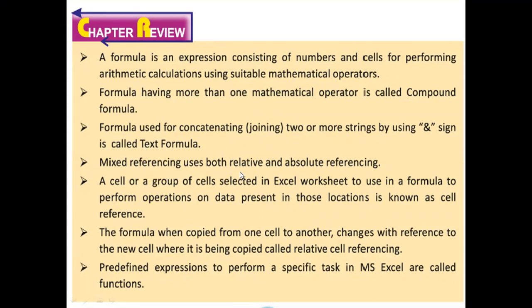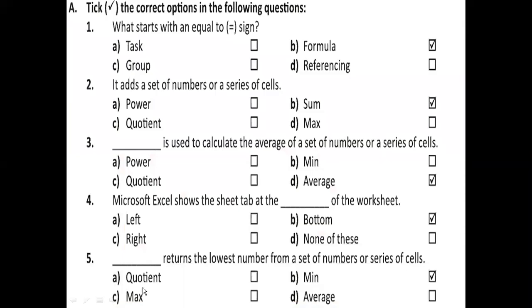Mixed referencing uses both relative and absolute referencing. A cell or a group of cells selected in Excel worksheet is used in formulas to perform different operations, and it is known as cell reference. The formula, when copied from one cell to another, changes with reference to the new cell where it is being copied, and it is always called relative cell reference. Predefined expressions to perform a specific task in Excel are called functions that we studied today. Now let's move to the exercise.